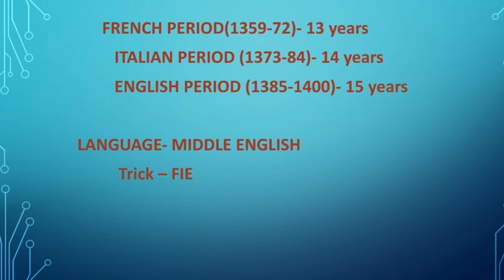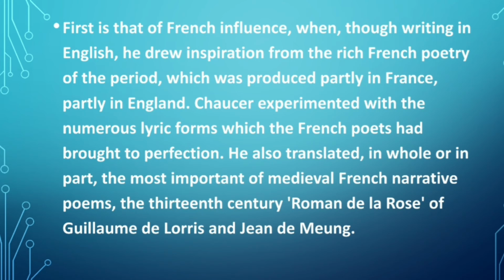So what kind of a language was used? It was Middle English. Now, first is that of French influence. When writing in English, he drew inspiration from rich French poetry of the period, which was produced partially in France, partially in England. Chaucer experimented with numerous lyric forms which the French poets had brought to perfection. He also translated, in whole or in part, the most important of the medieval French narrative poems of the 13th century, Roman de la Rose. Again, this is important: this work, Roman de la Rose, was written by Loris and Meung.